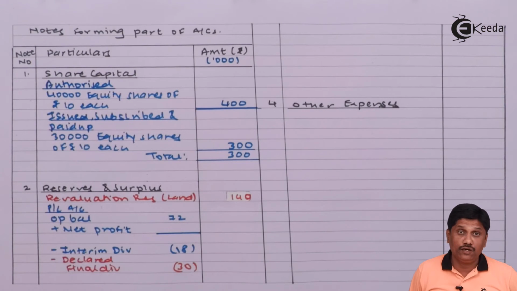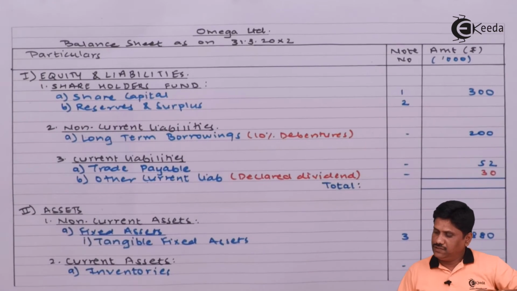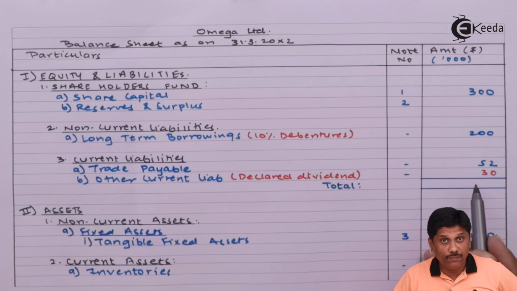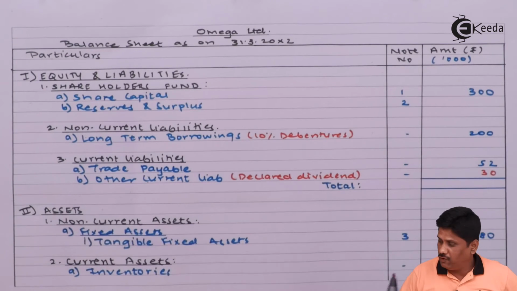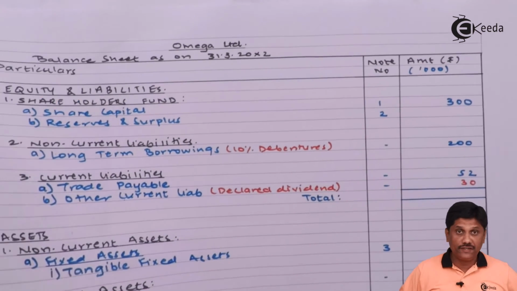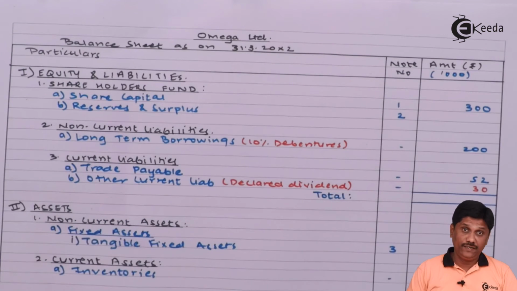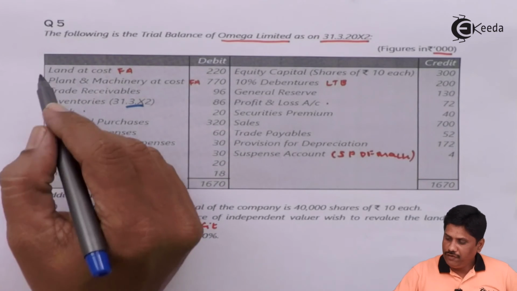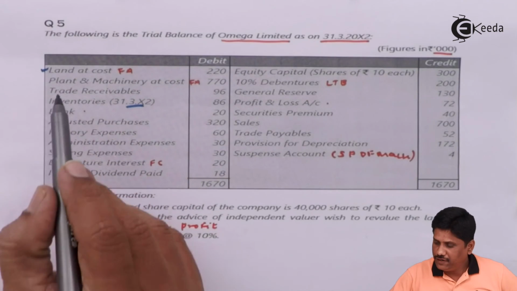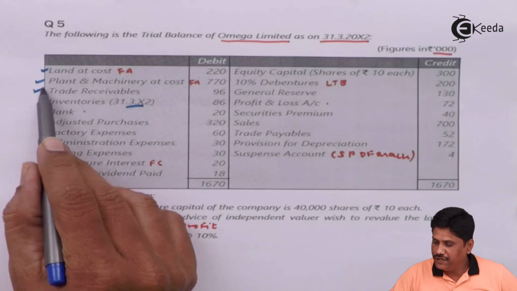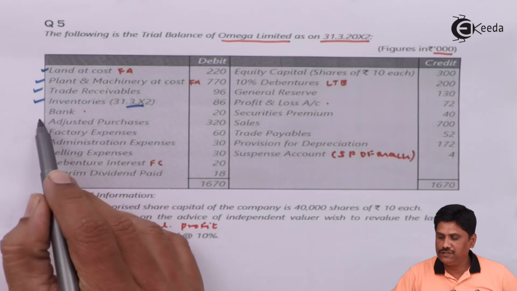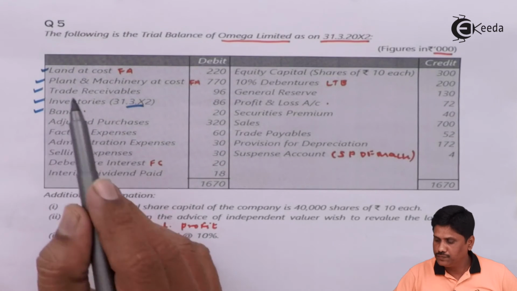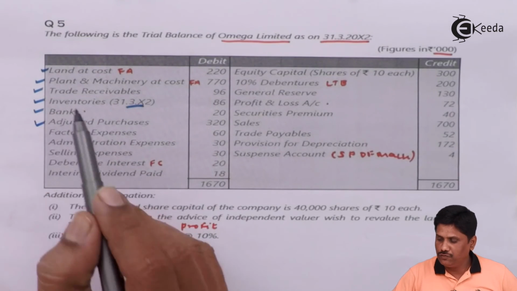Second effect, it will be your other current liability. You can see that I had already written this here while going through and preparing the format. 30. So 2 effects are done. All adjustments which are explicitly given are over. Now we have to write only the remaining items of our trial balance. We have taken land, plant and machinery, trade receivable, inventories, and bank also. Adjusted purchase also we have written.